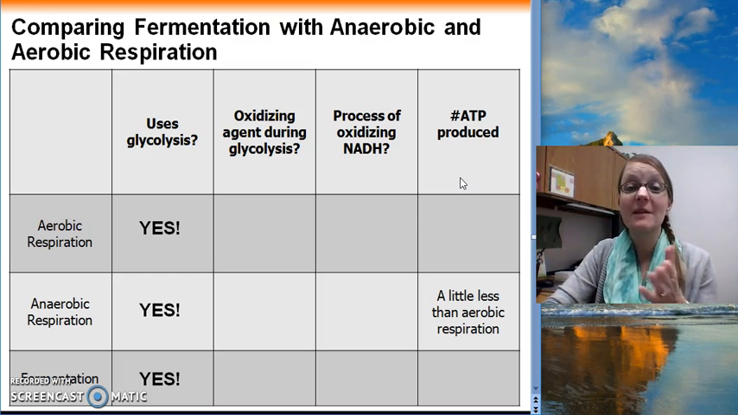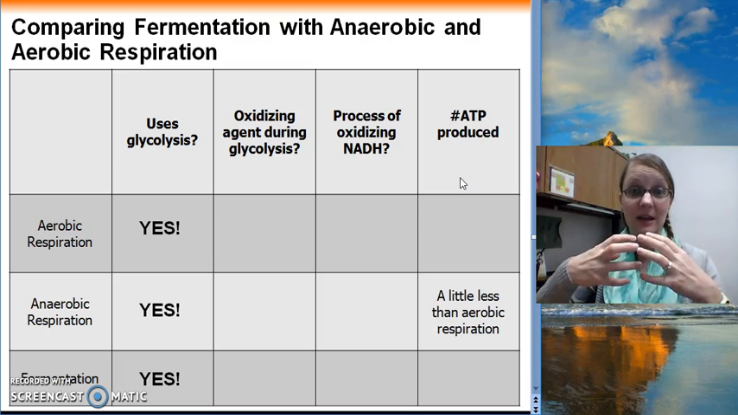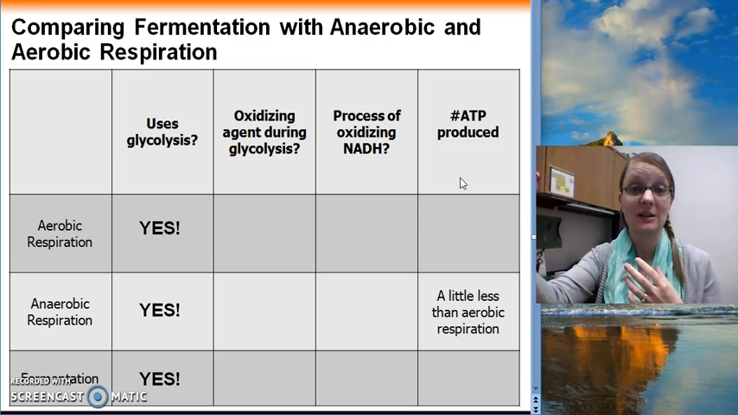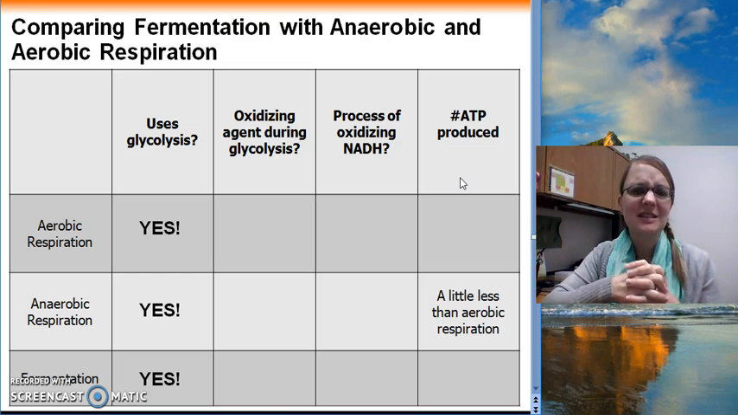Okay, let's think about oxidizing agents. Remember, an oxidizing agent is one that accepts electrons from something else, and it effectively helps to oxidize or lose the electrons from that other substance, right? So what is the oxidizing agent during glycolysis? What helps to remove electrons from glucose? It's a hard one. You think about it.